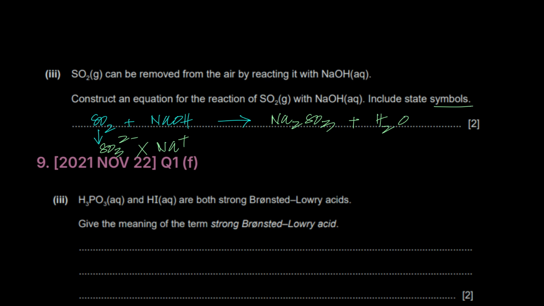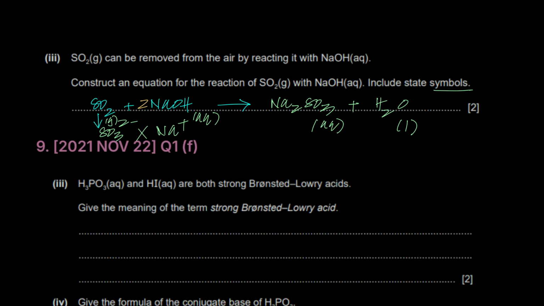And it's saying it includes state symbols. So we know SO2 is a gas, NaOH is aqueous, Na2SO3, we know sodium salts, they are group 1 salts, they are all soluble, so this is aqueous, and H2O is a liquid. And if you were to balance this, you have 2 Nas on the right, you should also have 2 Nas on the left, and I'm just going to add a 2 here, and other than that, it's a balanced equation.